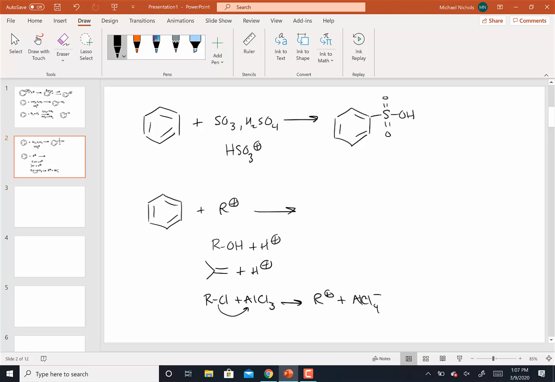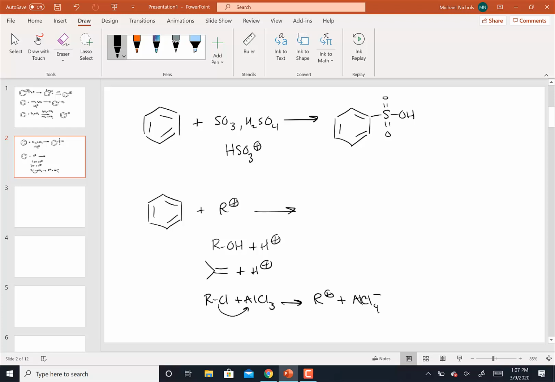And that's kind of where we're going to pick up today. Okay. So that's what I want to start with, is making these carbocations in terms of limitations. So one of the limitations of this Friedel-Crafts alkylation is that you cannot add a straight chained alkyl group to the benzene ring.